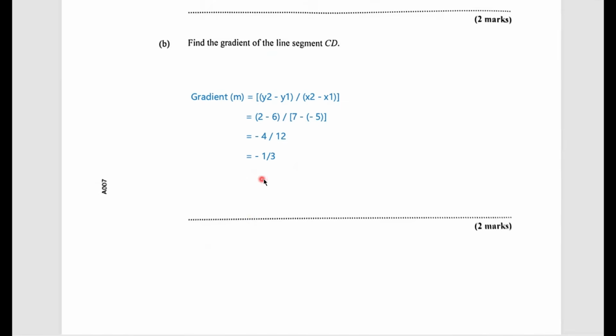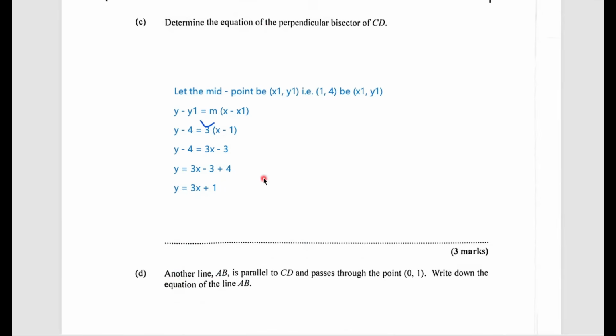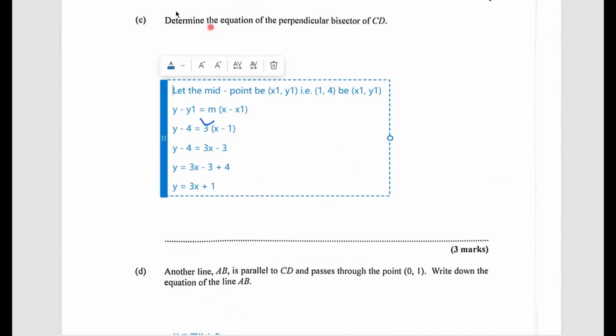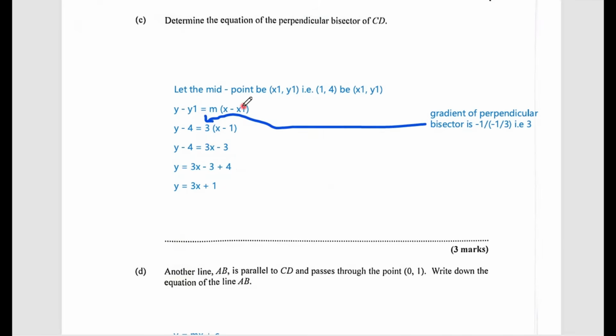Because this is minus a third, your gradient of your perpendicular bisector will be the negative reciprocal, and I can make a quick note of that. So it'll be 3 into x minus x1, which is x minus 1, because 1 is x1. So you get y minus 4 equals 3x minus 3, because 3 by 1 is 3. Carry the minus 4 across. You get y equals 3x minus 3 add 4, y equals 3x add 1.